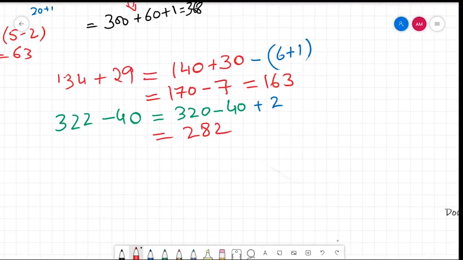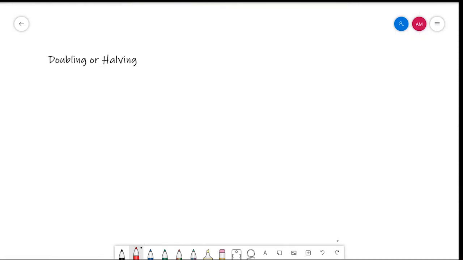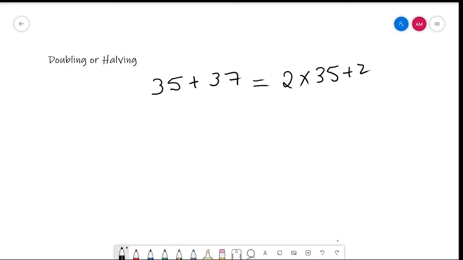So now let's move to the third technique, that is doubling or halving. Let's take another example. Let's say you have the question 35 plus 37. You can see that 37 is in fact 35 plus 2. So you can do a doubling. 35 times 2 is 70, 70 plus 2 is 72. That's another way of doing it.